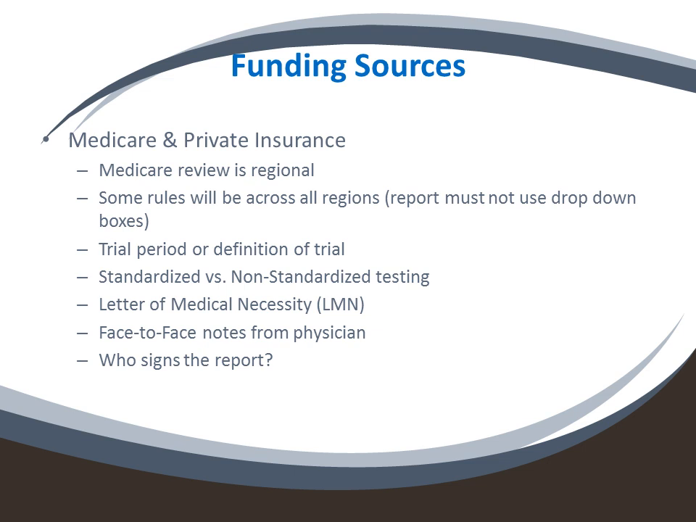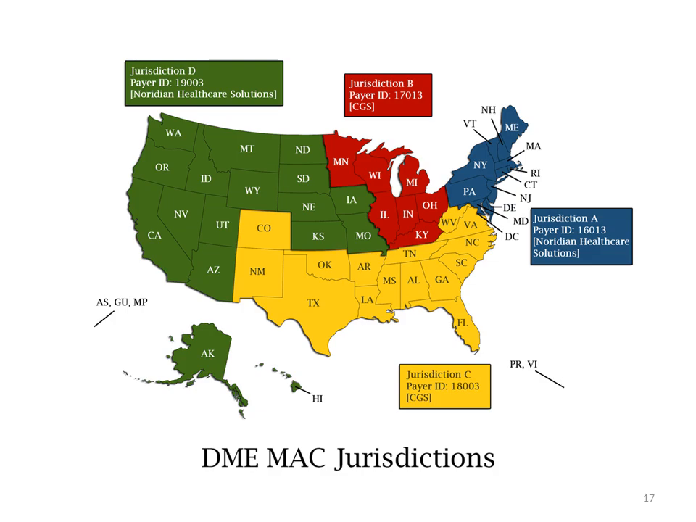Medicare review is regional. I'm going to go to another slide right quick. Okay? So for me, I'm in the state of Virginia currently, and I'm in this region, jurisdiction C. When I lived in Minnesota and I was doing these, that's a whole different region of review. So guess what? They have their own rules. Across the board, Medicare and private insurance follows Medicare guidelines. Across the board, the rules are going to be the same.